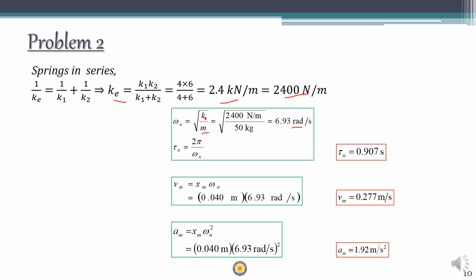Now the next thing to find is the maximum velocity. Maximum velocity is equal to r into omega, it is at the mean position, so xm into omega n. You get Vm equal to 0.277. Maximum acceleration is always at the extremes and is equal to r into omega square, or xm into omega n square, so 0.04 into 6.93 square. Am is equal to 1.92 meter per second square. So that's it. This is a simple example involving SHM. We'll see more examples in the coming lectures.